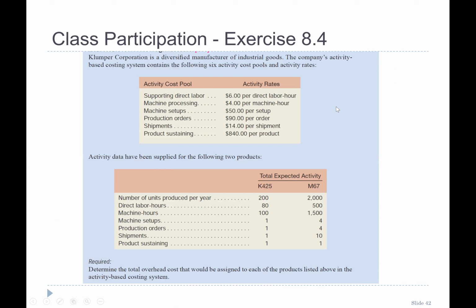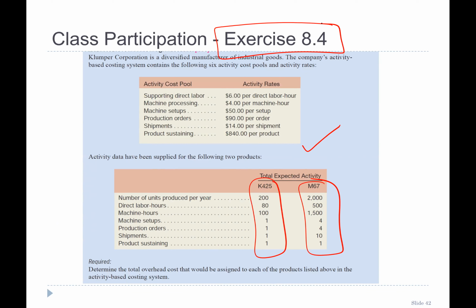So we have another class participation in which you need to find out the total cost for these two products, K425 and M62. I have pasted all the questions here. You can take a picture or you can go to your book chapter and find 8.4. So I'm going to be opening the breakout room activity. Please complete this in a maximum of 15 minutes.